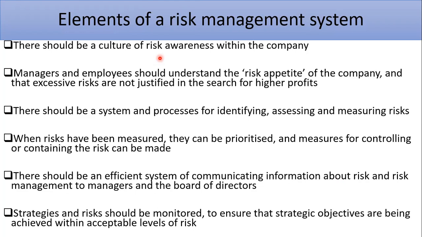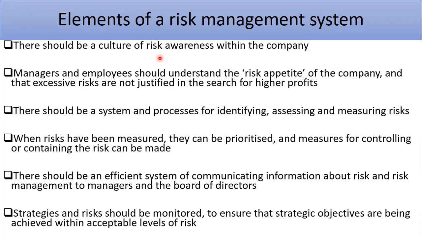There should be a system and processes for identifying the risk, first of all, assessing the magnitude of the risk, and then also measuring the risk. These should be established within the organization, and that is the responsibility of the board of directors. Now, when risk have been measured, then you will be able to prioritize the risk. Order the risk in terms of priority, which one you would control first, followed by which one, and so on and so forth.